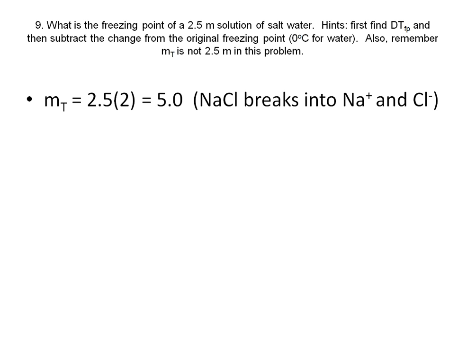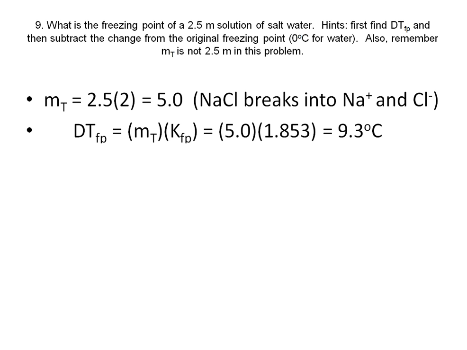So the first thing we need to solve for is the m, so that would be 2.5 times 2, because there are 2 parts to NaCl. Then we plug it into the equation, so it would be 5.0 times the constant of 1.853, which gives you 9.3 degrees Celsius. Since it's the freezing point, it's 0 minus that number, so the final temperature is negative 9.3 degrees Celsius.